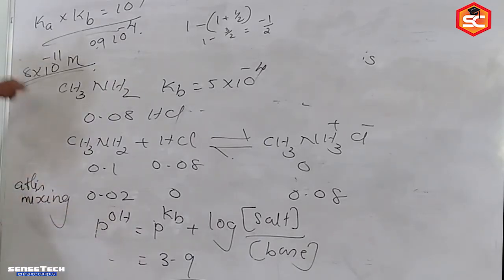Find H plus from pH. 8 into 10 raised to minus 11 molar will be the answer. Then next question.